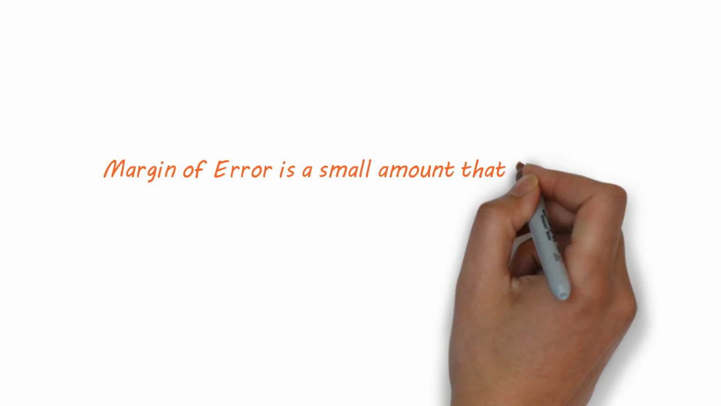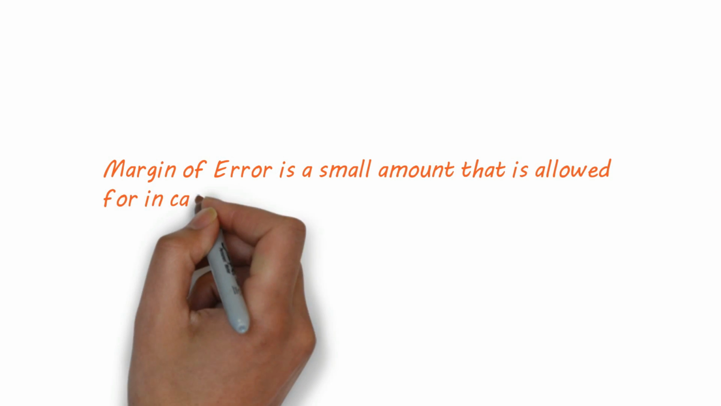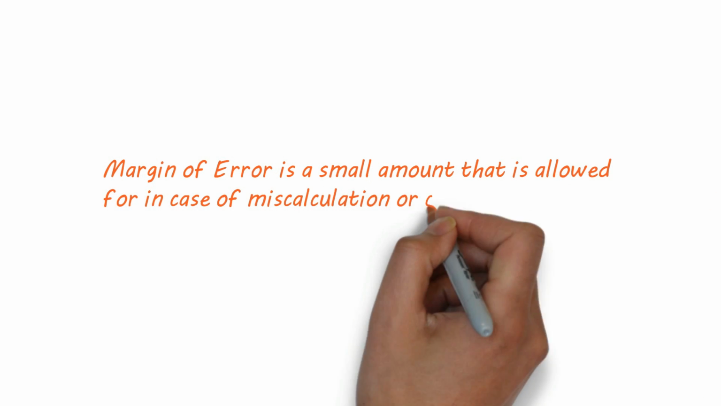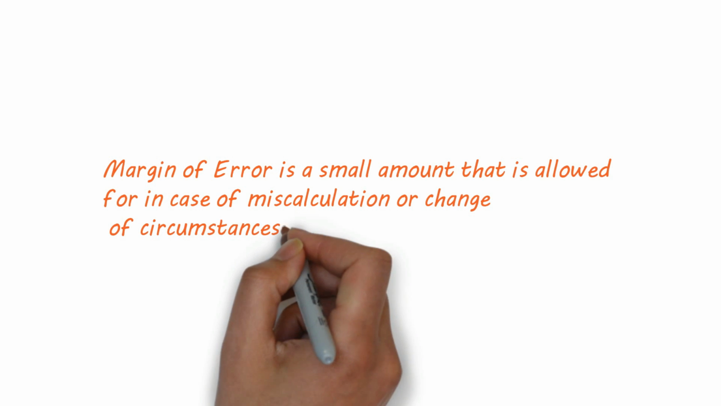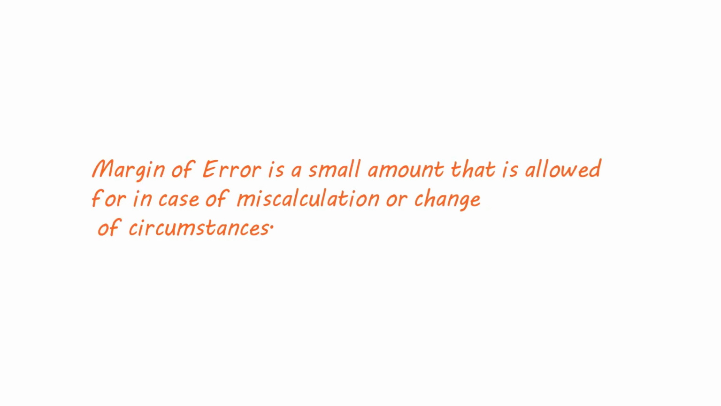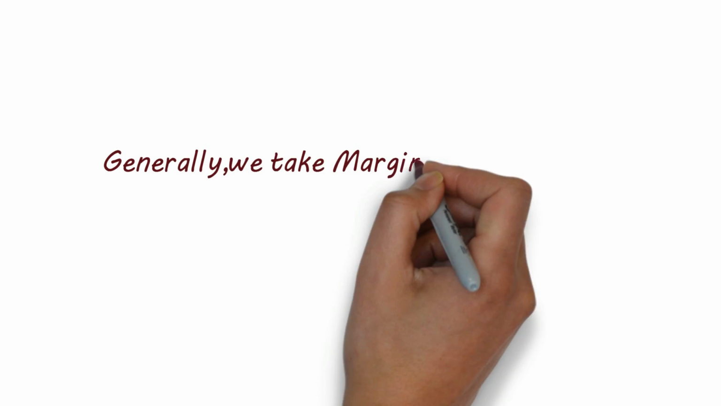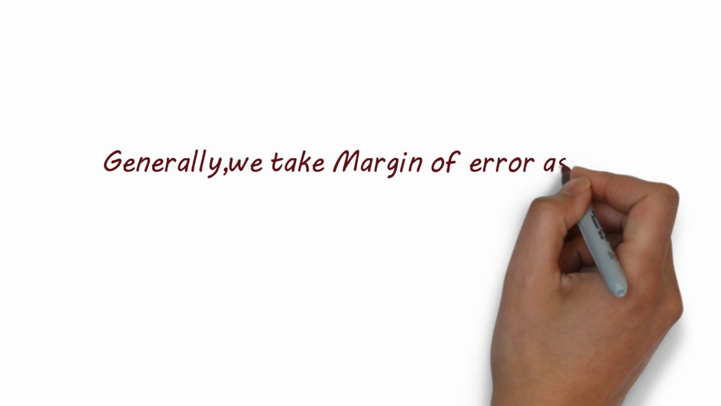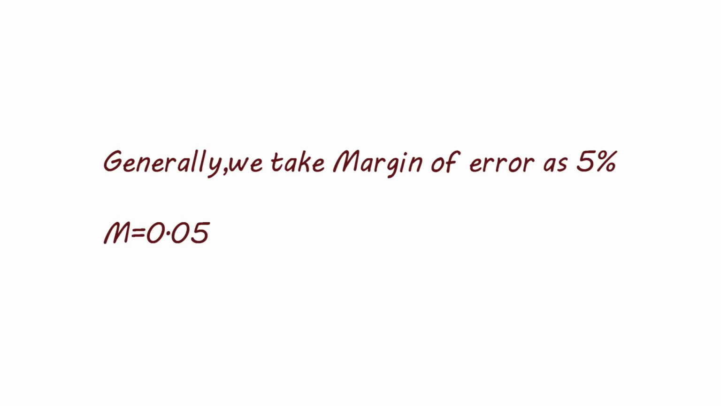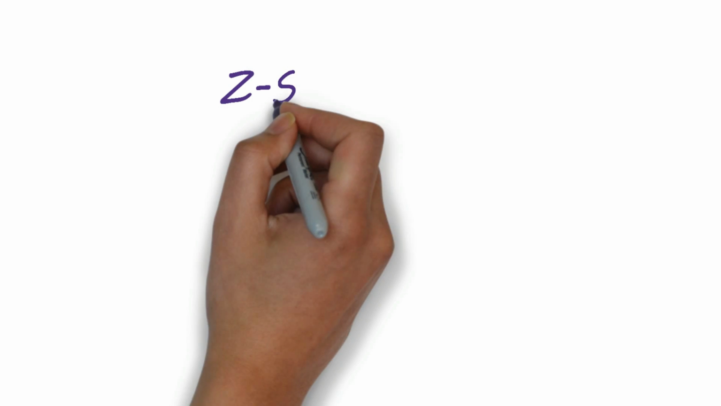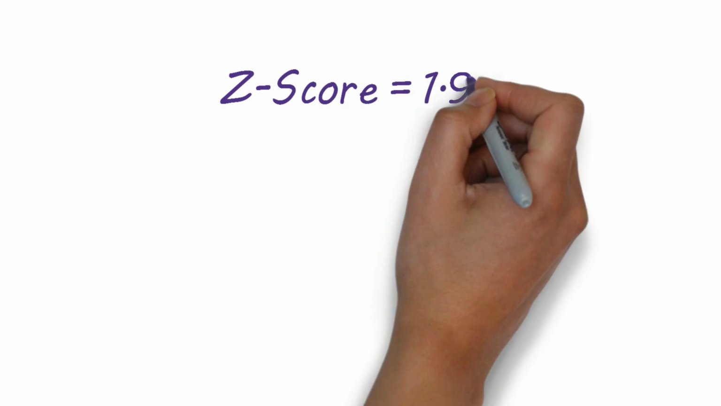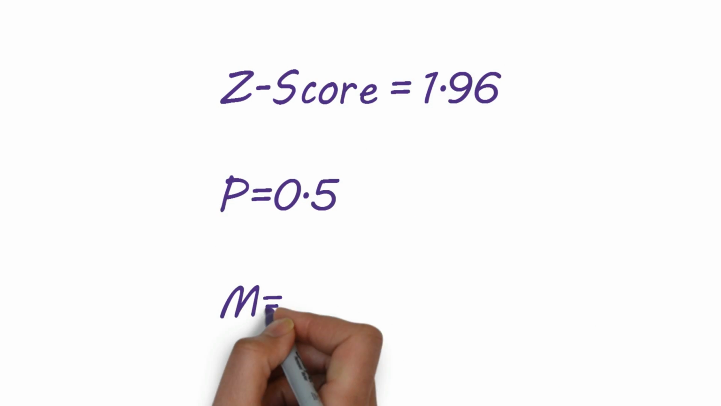And margin of error is defined as a small amount that is allowed for in case of miscalculation or change of circumstances. Generally, the margin of error is considered as 5%, which is 0.05. M is 0.05. Z score is 1.96 at confidence level of 95%.